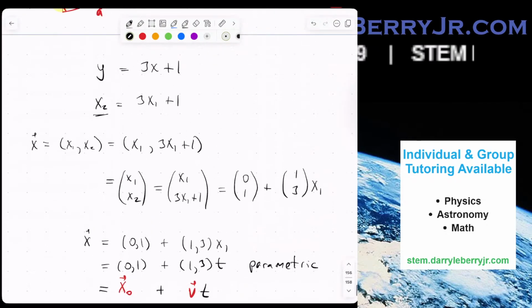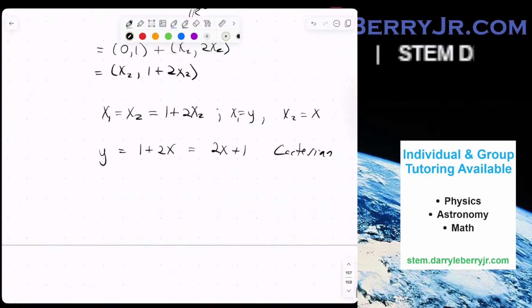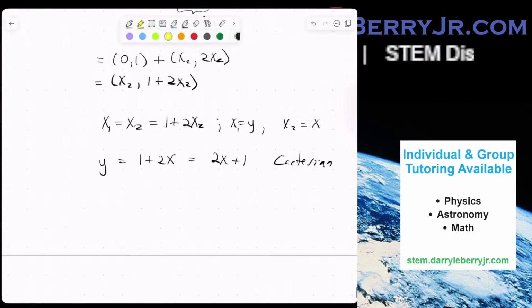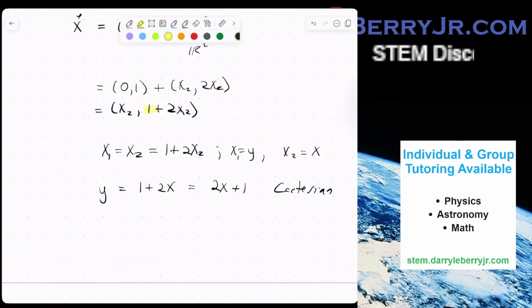So it still seems odd going the other way, but all we have to do is just get one term completely in terms of the other one, and then just call it that. So x1 is totally in terms of x2, and now we can put x1 equals 1 plus 2x2, and now this is a Cartesian. All we have to do is put it in familiar form.